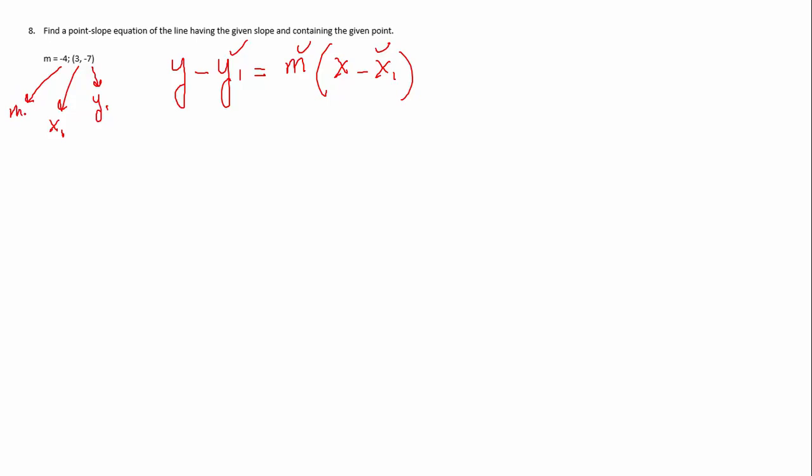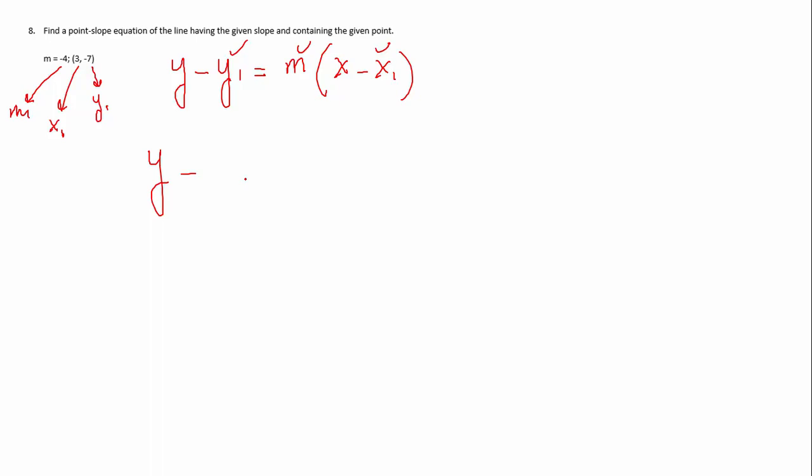Find a point slope equation of the line having the given slope and containing the given point. So we want to find a point slope equation. So we want to write the equation in a point slope equation. So y minus y1 equals m times x minus x1. We are given y1, we are given x1, and we are given m. So this is y1, this is x1, and this is m. Let's substitute. That's all what it takes to substitute.